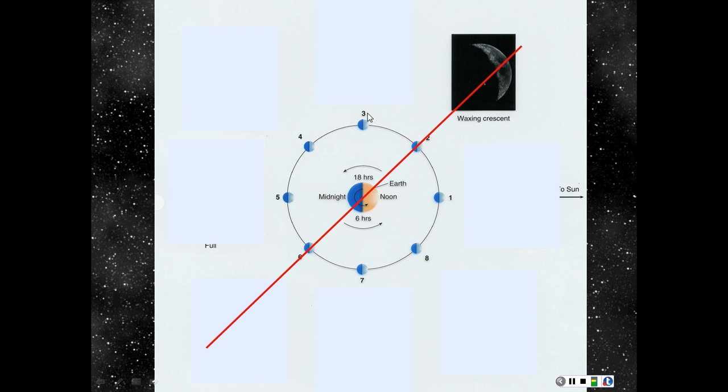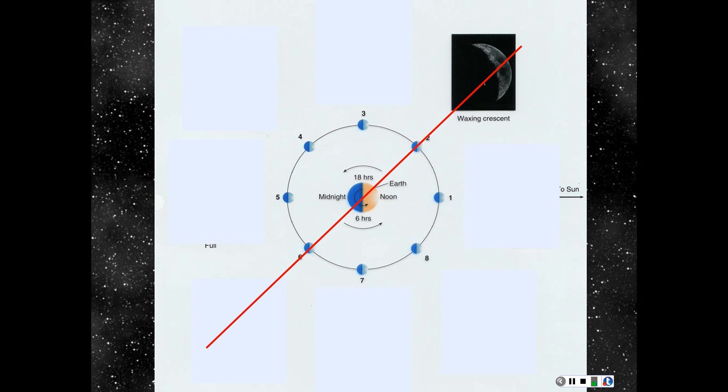Now you can see that for different positions you'll get different risings and settings. So the half phase either rises at midnight or at noon and sets at midnight or noon, depending on whether it's the first quarter or the third quarter. But it means that you can tell the time by the moon and the position of it in the sky.